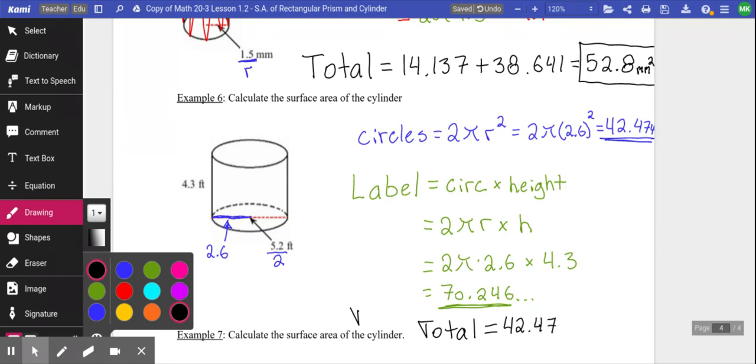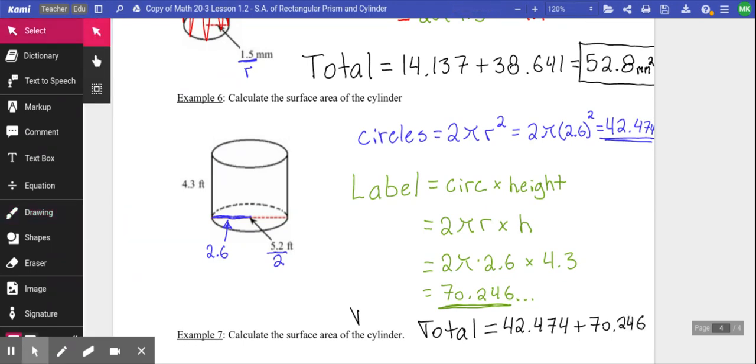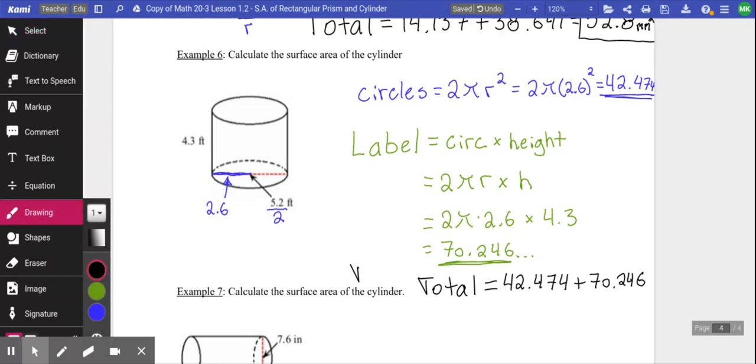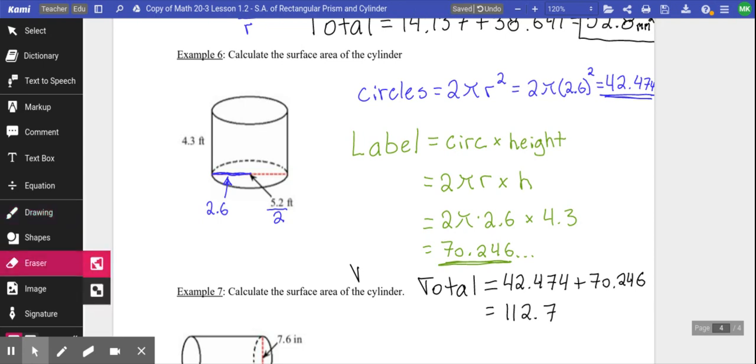So 42.474 plus 70.246. Computer can't keep up with the math we're doing. Your answer would be 112.72. We're just going to do 0.7. And that was feet squared.